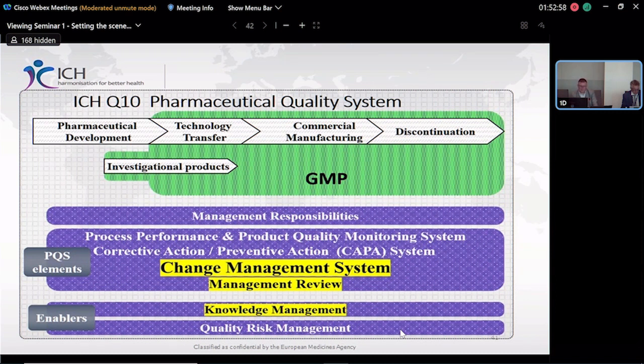So this is the slide we saw earlier about the PQS. We have the product lifecycle across the top where the GMP comes in, and the elements of the PQS listed below, and the important things underpinning a good and effective change management system are knowledge management, quality risk management, and management review.